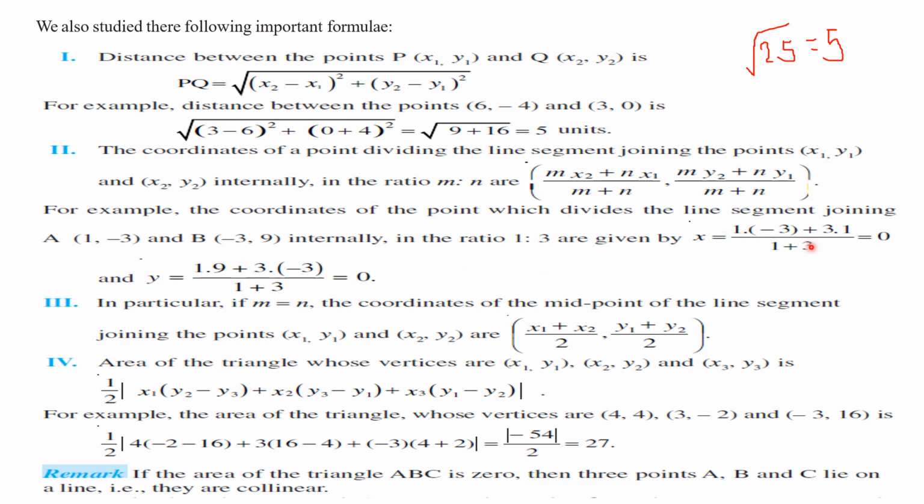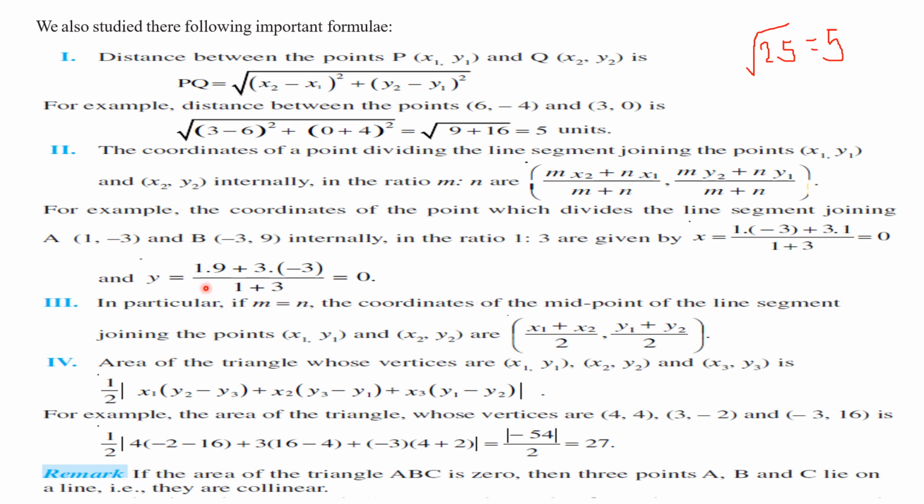Minus 3 plus n x1. What is n here? 3. So 3 into, what is x1 here? 1 whole divided by m plus n, 1 plus 3. What will we get here by simplifying these numbers? Yes, 0.